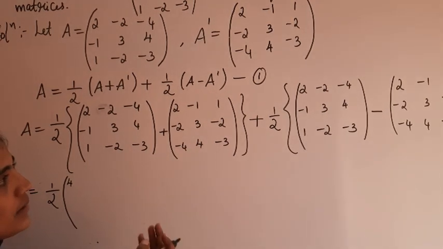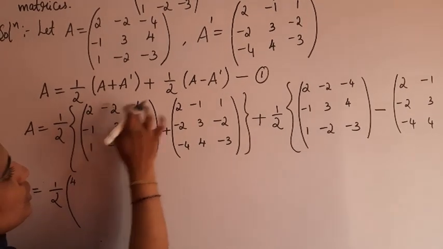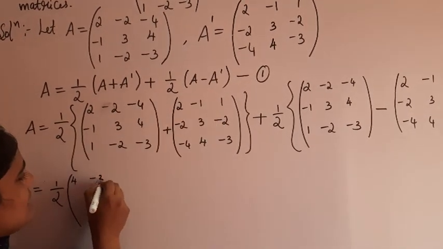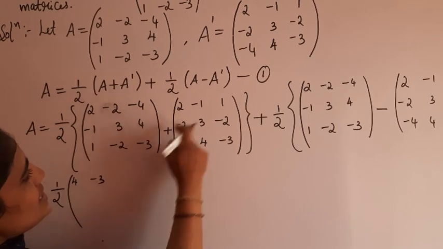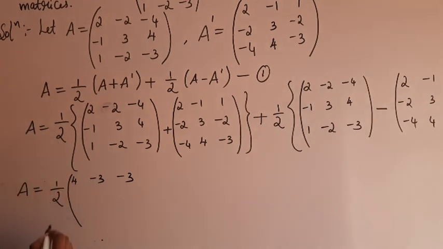What sign do the elements get? So we have to take that sign only. Minus 2 minus 1 minus 3. So minus 4 plus 1. What is minus 4 plus 1? It is minus 3. Okay.